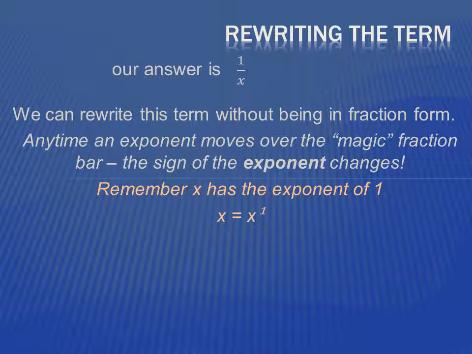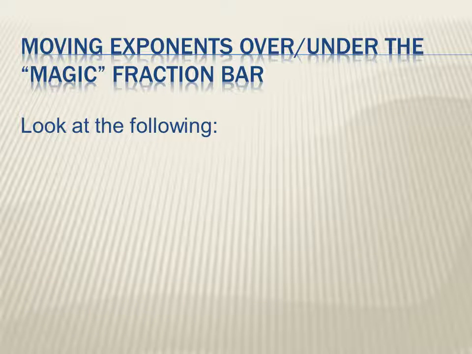So here we have x is the same as x to the first power. So 1 over x is the same as when we move that x over the magic fraction bar to the numerator, the power of 1 becomes negative 1. So the answer would be x to the negative 1.